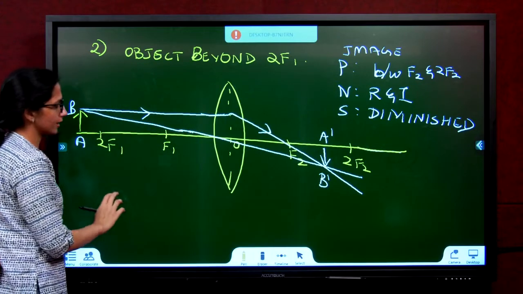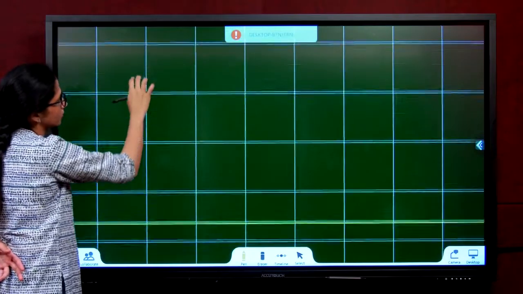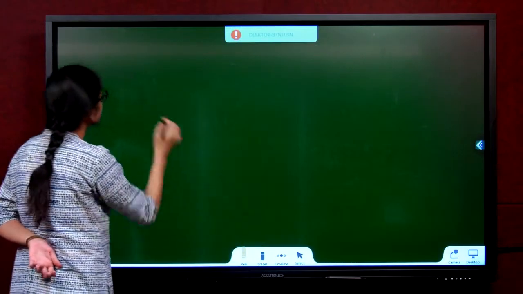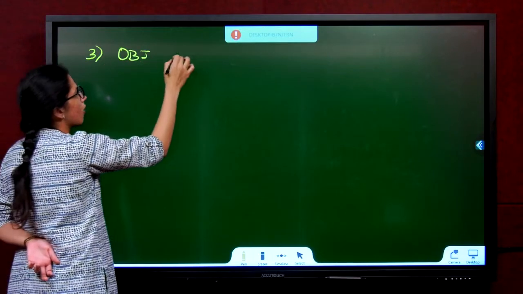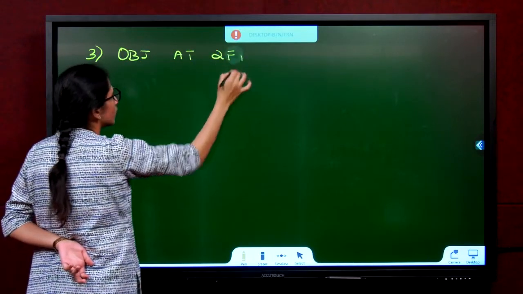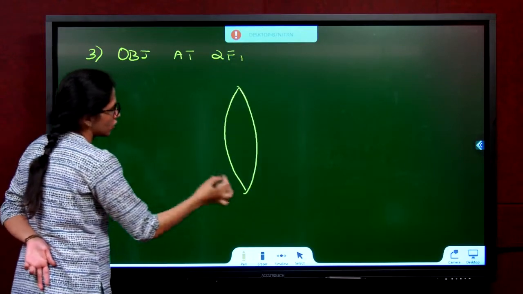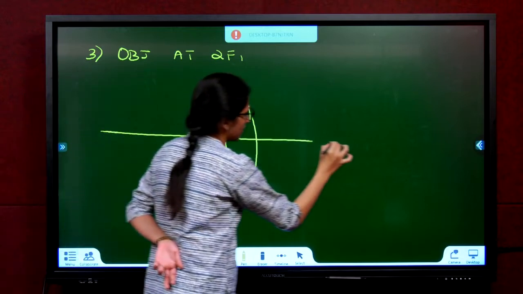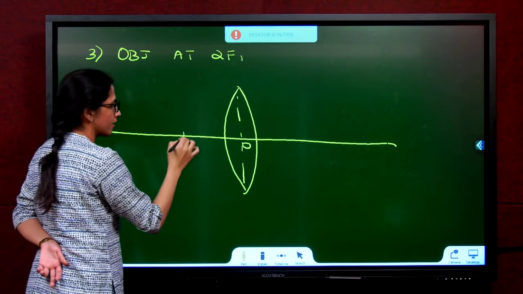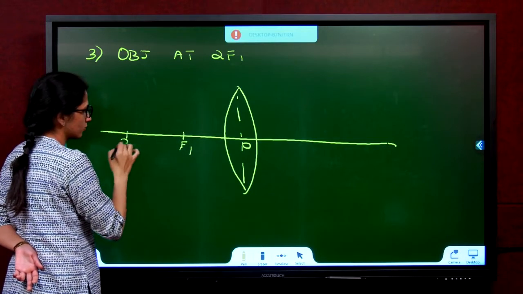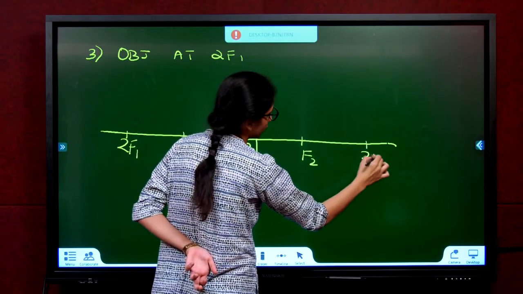Moving on to the third case now. Let us now keep the object at 2f1. Very careful in this case. Many students find this case itself difficult. Object at 2f1. Your dimensions have to be very, very precise and correct for this case. Draw the convex lens. Mark O. F1, 2f1, F2, 2f2.